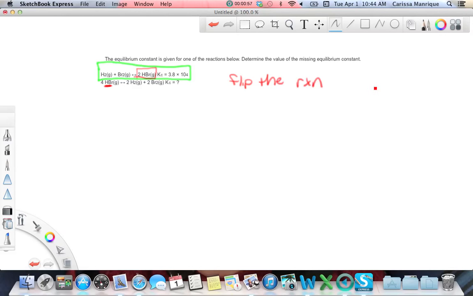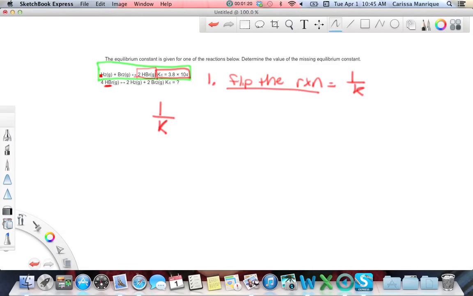Okay, and then for K, anytime you flip a reaction, you need to get your original K right here and do 1 over that K value. So anytime you flip, that means you do 1 over K. That's just a rule.